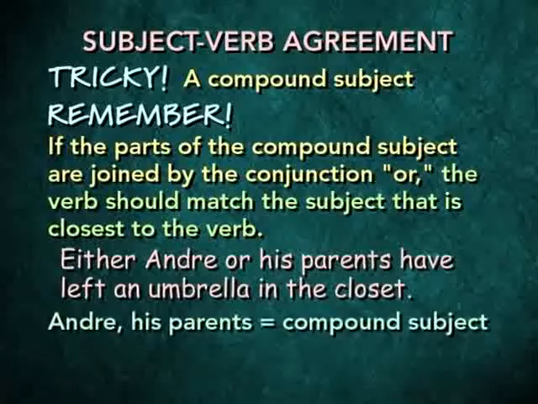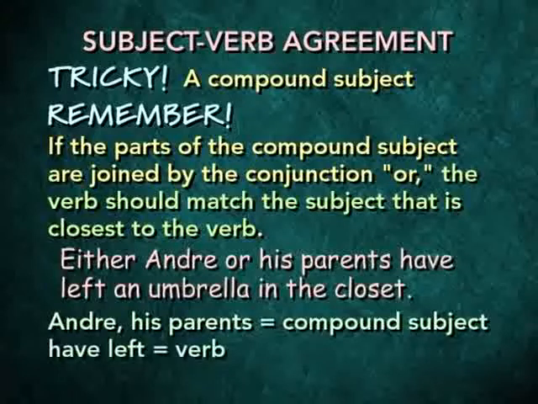Now, here we have a compound subject which consists of two parts, Andre, his parents. Now, notice that one of the parts is singular, Andre, the other is plural, his parents, and they're joined by the conjunction or. That means the rule kicks in that the verb should agree with whichever subject is closer to the verb. We have two subjects, one singular, one plural. Which one is closer to the verb have left?